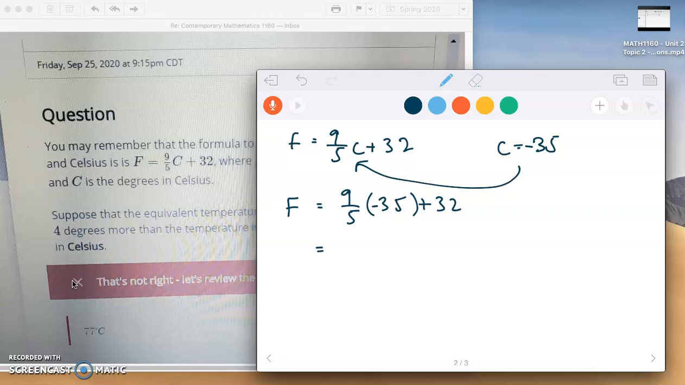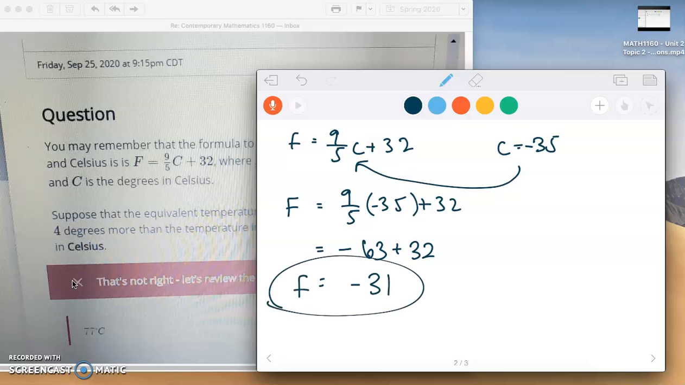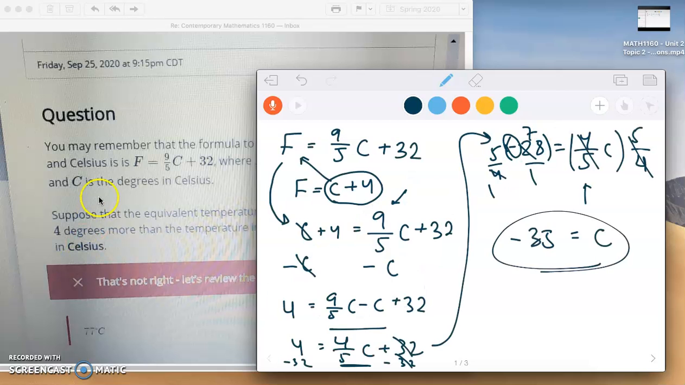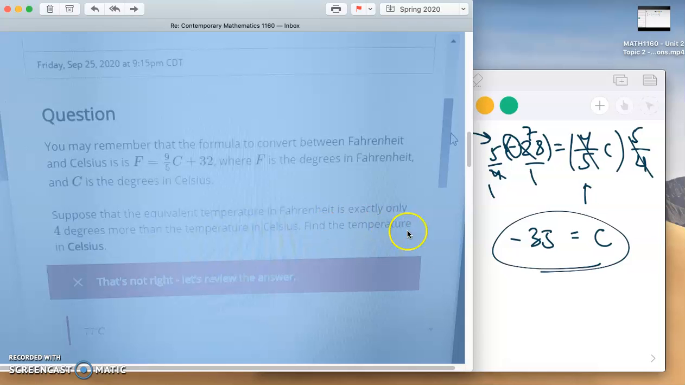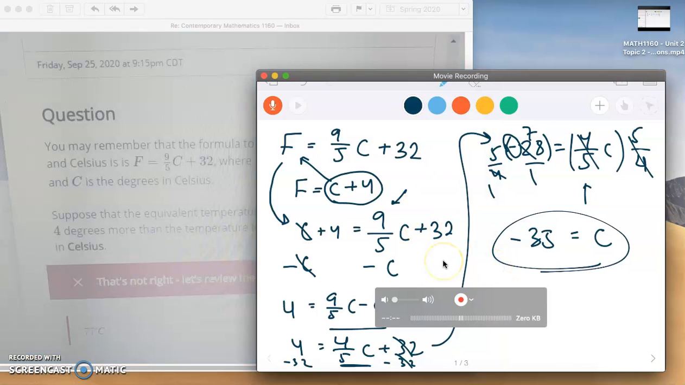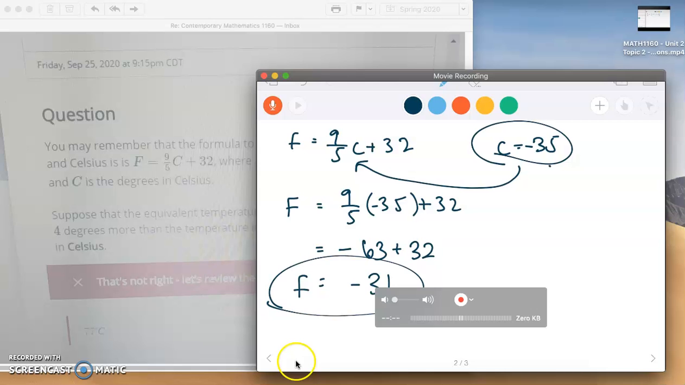Okay, so we have negative 63 plus 32. So negative 63 plus 32 equals negative 31. So we found that the Fahrenheit is 4 more than the Celsius, which is what we said over here. The wording says, suppose that the equivalent temperature in Fahrenheit is exactly 4 degrees more than the temperature in Celsius, which is what we got here. So that is the correct answer.